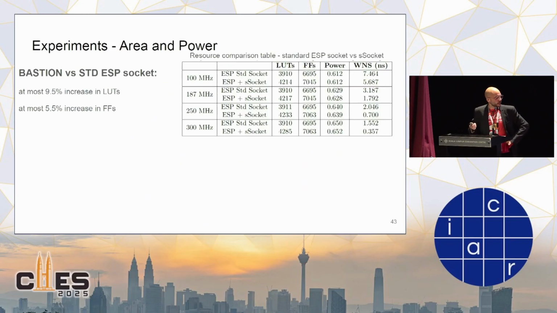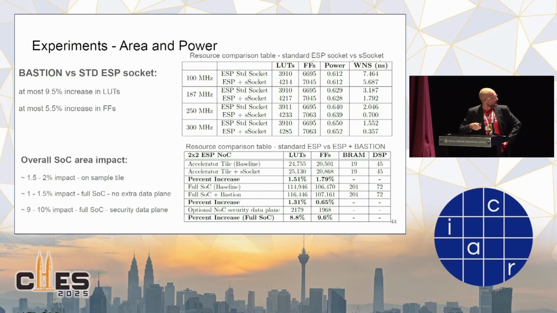Now, area and power. We made implementations at different target clock frequencies for the FPGA. What we can find is that the impact on LUTs and flip-flops is in the range of 5–10%. The power itself, measured by Vivado, doesn't change considerably, so the measurements we got were very similar.